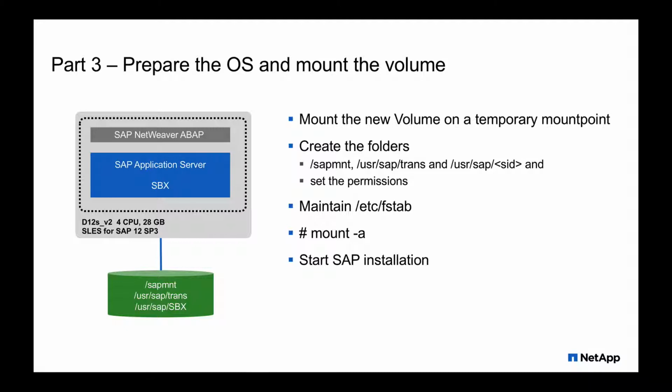In the previous videos we have created one volume, and now in order to mount it for SAP MNT or user subtrans, we need to mount it temporarily, create the 3 folders, and edit the etc fstab to be able to finally do a mount -a to mount all the 3 mount points to the operating system folders. So let's start with the first step.